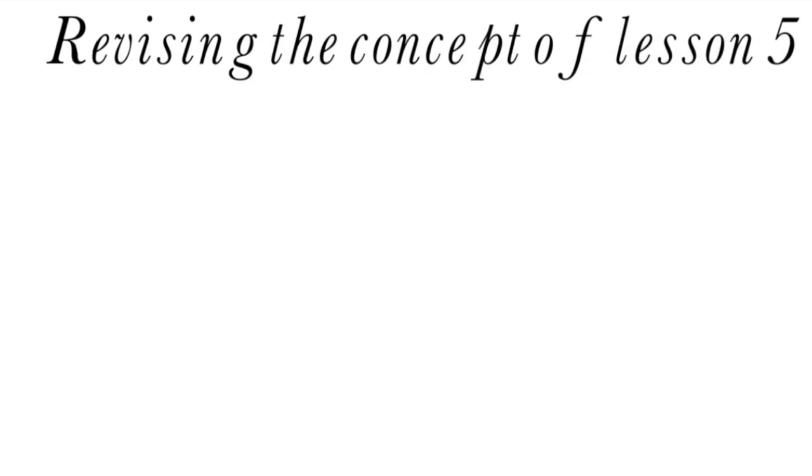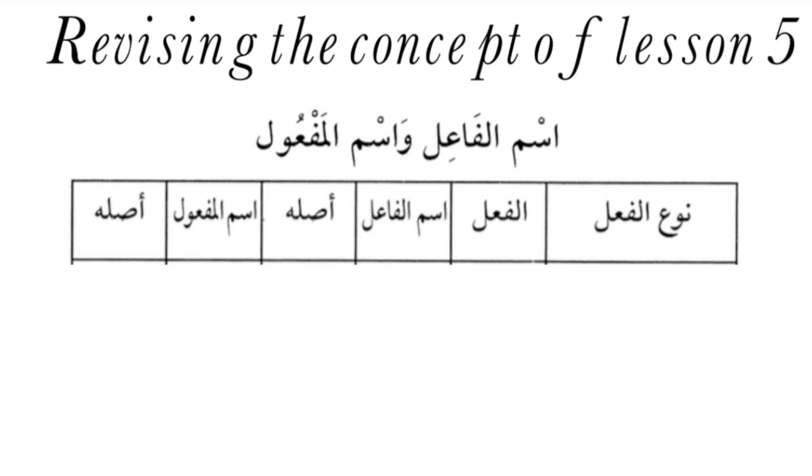So, we're initially going to revise the concept of lesson 5, which you've done, ism fa'il, ism maf'ul. We're just going to quickly go through the chart and revise what we've learned in the previous lessons, and then go to the next lesson, inshallah. So ism fa'il and ism maf'ul. We're going to bring the type of fa'al, an example of the fa'al, how we derive the ism fa'il from it, what the original of it is, and what ism maf'ul is and what its original is, so we know exactly what we are talking about.